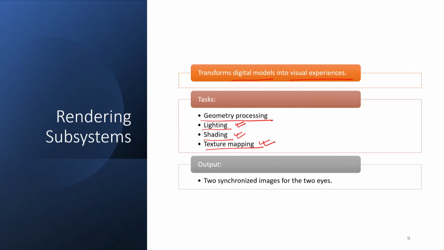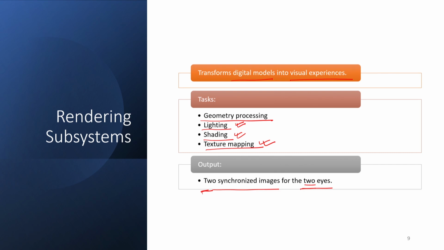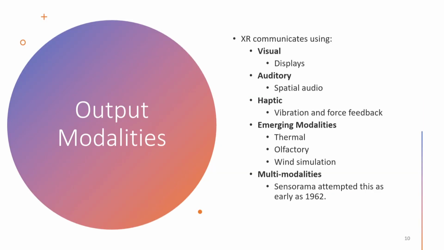The output of these rendering systems are usually synchronized images for the two eyes. So, two synchronized images for the two eyes, because once you put on the headset, there will be usually two lenses and your display will be split into two halves, and so there must be two images which are synchronized on your display, and then your brain fuses them both to show you just one output image.